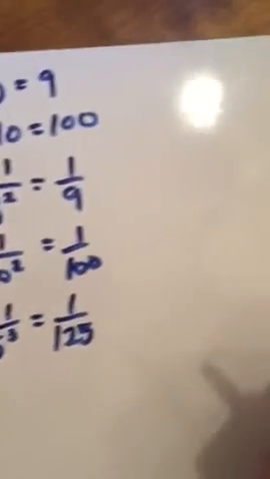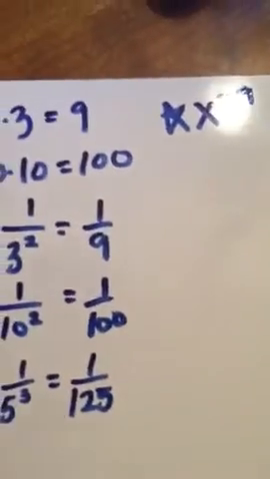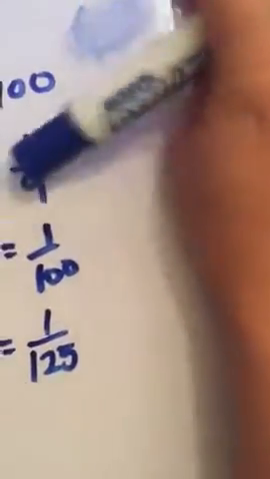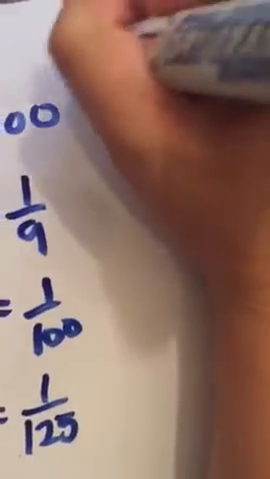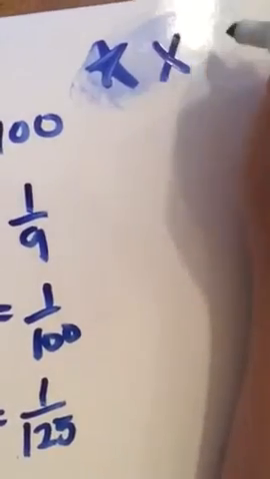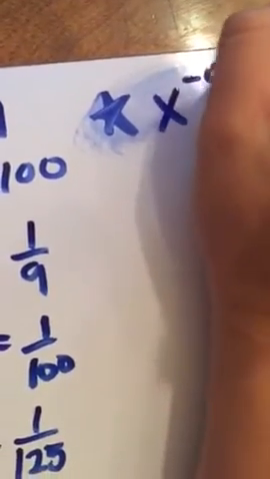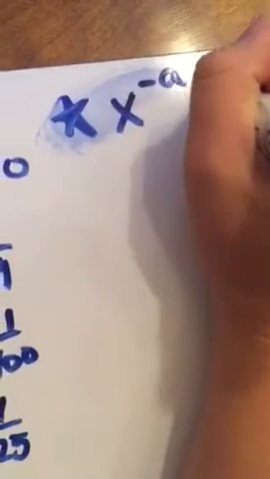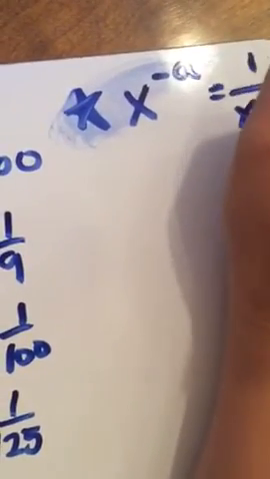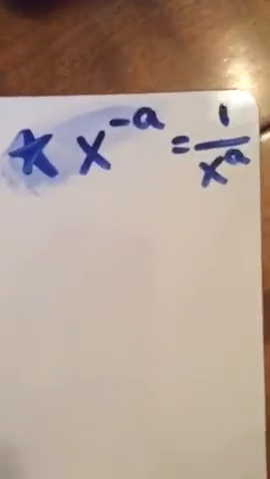So a rule for this would be: anytime I have a base with a negative exponent, and I kind of don't like the way I wrote that. So anytime I had a base x to the negative a, it becomes 1 over x to the positive a.